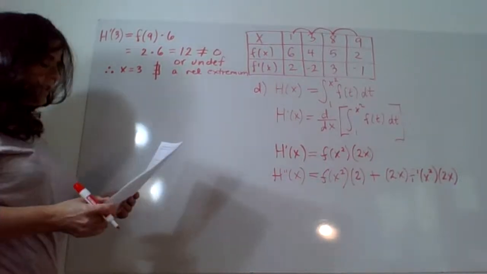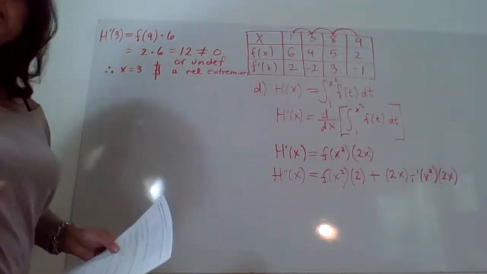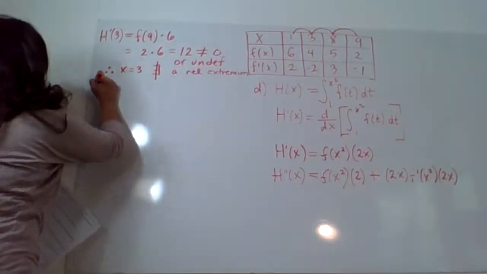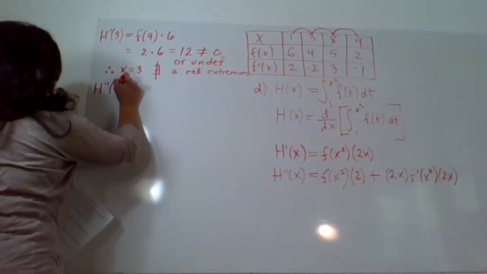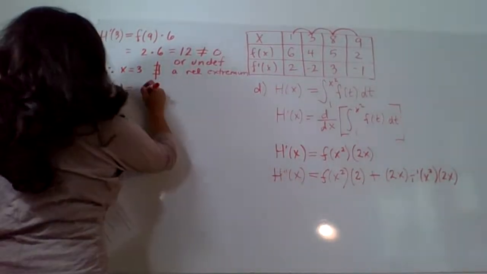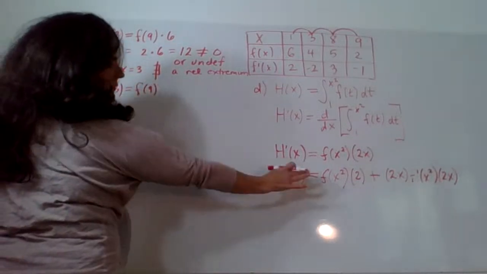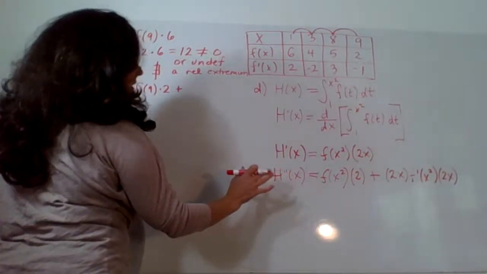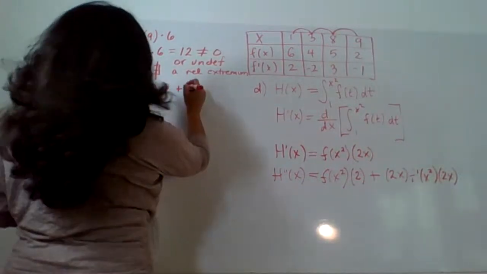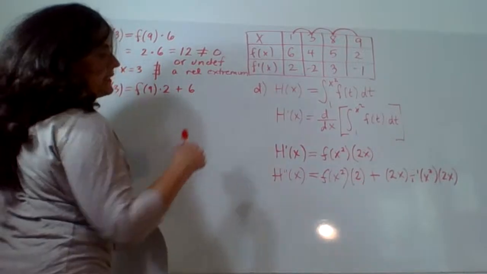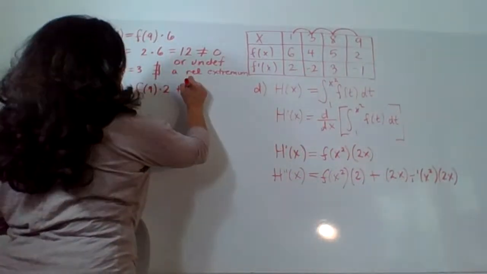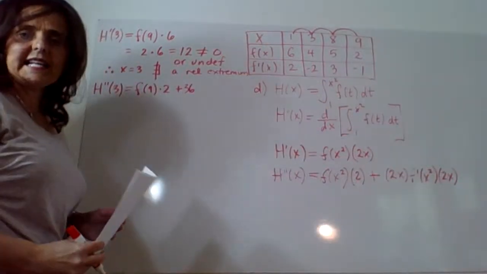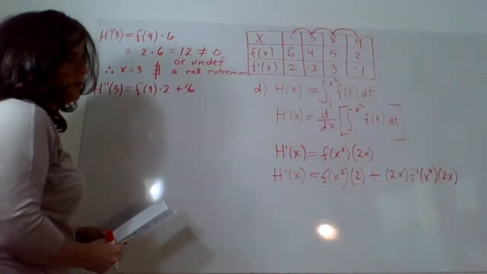Okay, and then it asks us also to talk about whether there would be a point of inflection at the same x value, x equals 3. So let's go ahead and look at h double prime at 3. H double prime at 3 is going to be f of 9 again, because it's f of x squared, times 2, plus 2 times 3, which is 6, multiplied by another 6. So really I'm going to make that 36, because we have 2x and 2x on that add end of the h double prime.